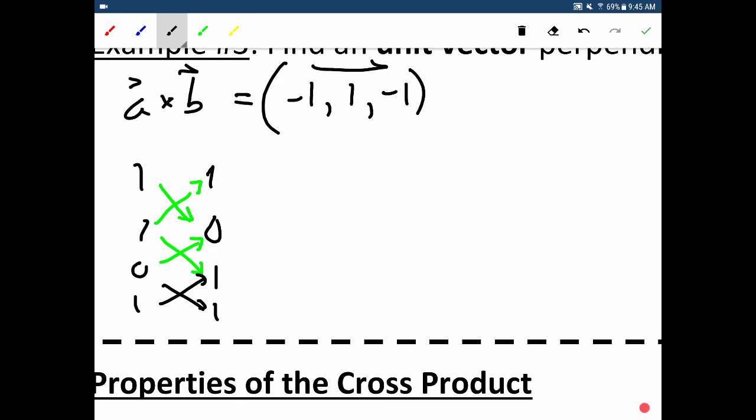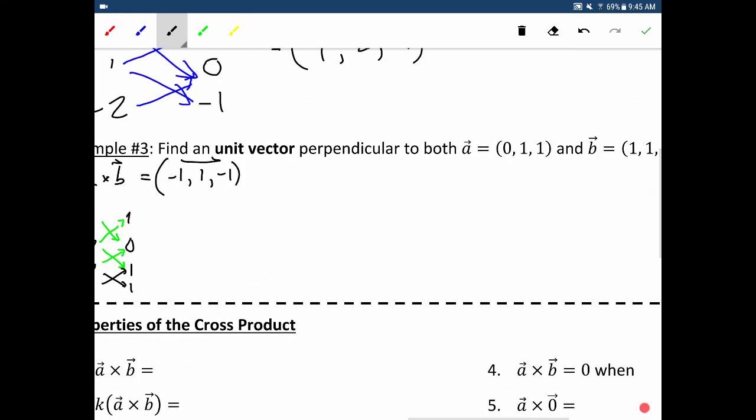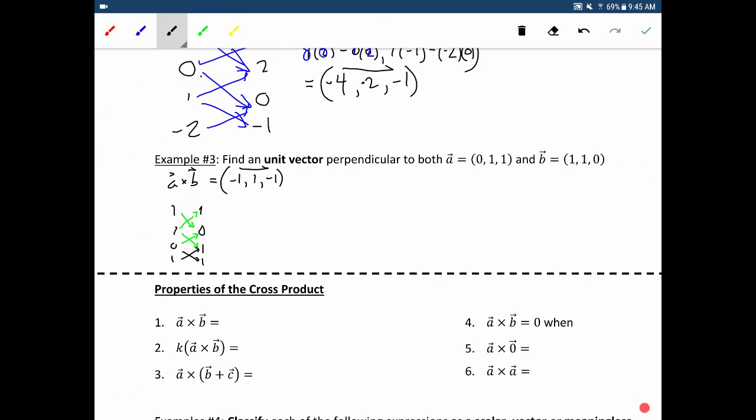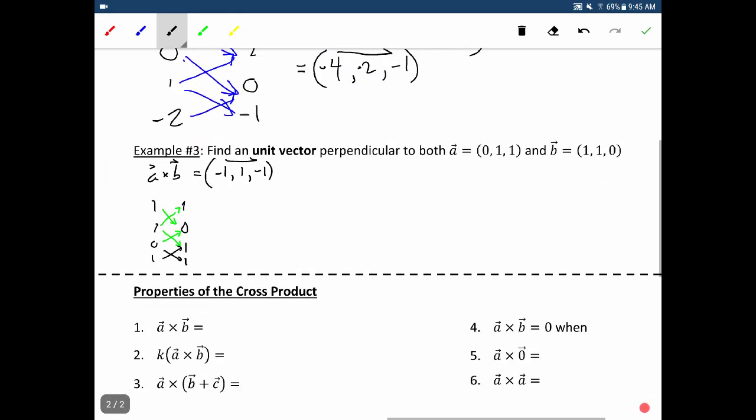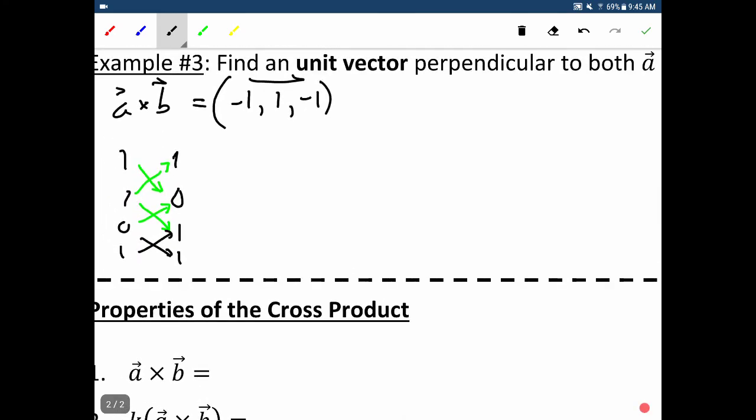Okay, so there is A cross B. Now, what I'm actually trying to find here is A cross B, because that's going in the right direction, but then I want to divide it by the magnitude of A cross B. Okay? And by dividing by the magnitude, that is changing it so that it has a magnitude of 1.